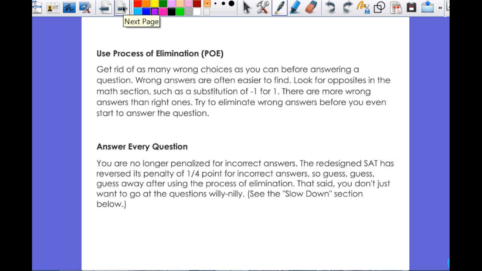So, process of elimination. I know you've been talked to about this a ton in test-taking strategies, but it's even more helpful on these types of tests. You want to get rid of as many wrong answer choices as you can before answering the question. Wrong answers are usually easier to find. And look for opposites, and this actually comes up a lot on the PSAT and the SAT, where at the end of the answer, one will have 1 and one will have -1, or 3 and -3, whatever.